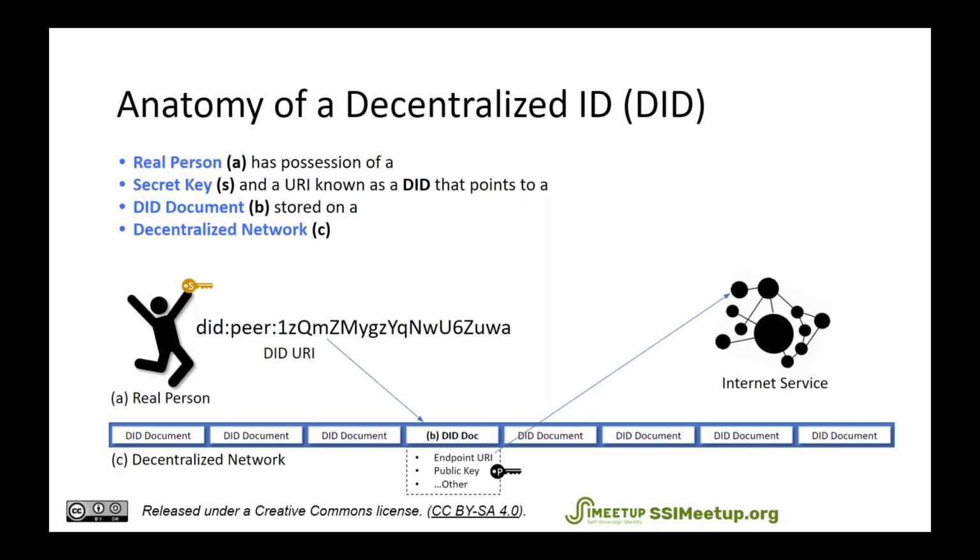And what happens is you have this real person here on the left with the key in their hand. They have possession of a secret key that corresponds to the public key in this DID document that's out there on a decentralized network. By virtue of the fact that this person has the key, it demonstrates they have ownership of this DID doc, and this DID doc then points to the thing that's going to be of interest.